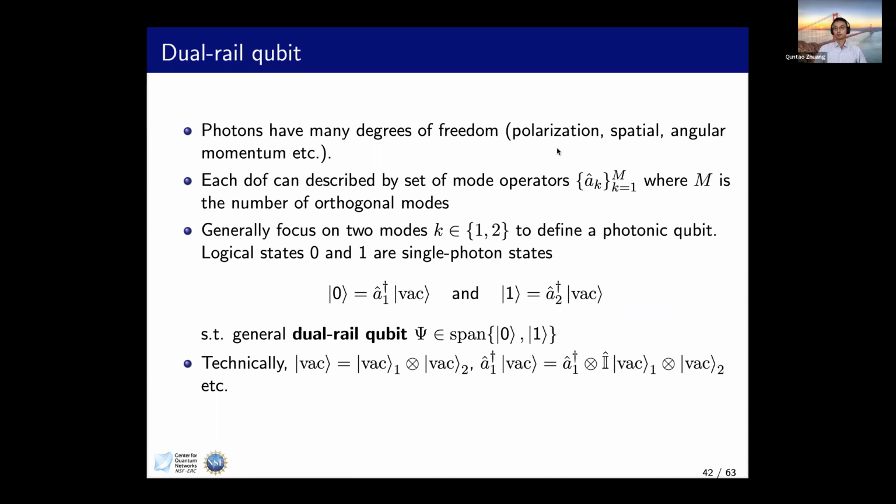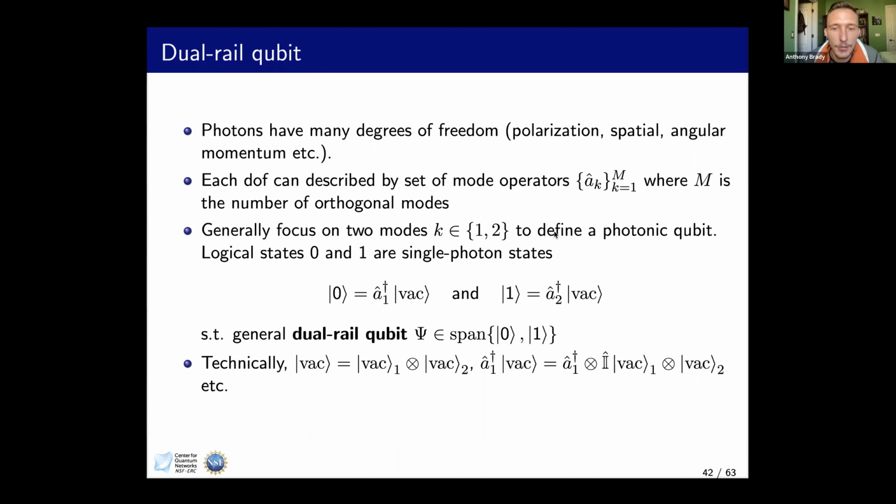I'm guessing the question may be asking, yeah, photons have many degrees of freedom. Indeed, you can use all of these. They are in tensor product structure if you write down the states. So you can use all of the degrees of freedom to do things. Of course, they can be used together. Let's continue.